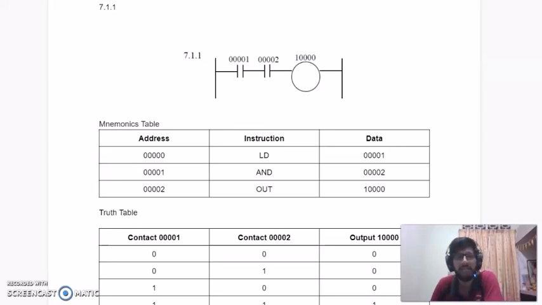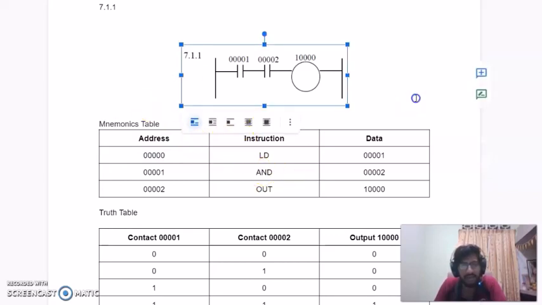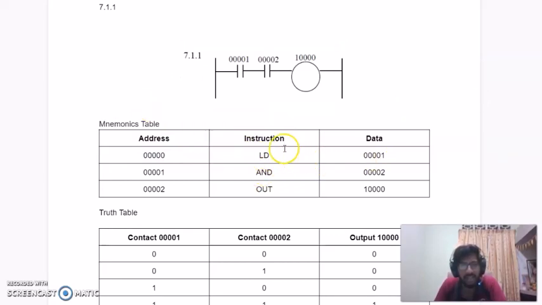As you can see, for the first diagram you have two of these, which we call conditions, and this is the output. These are conditions which we call normally open. To write the address, first we start with the binary 00000, and then we instruct the first instruction, which is LD, ladder diagram, 001.